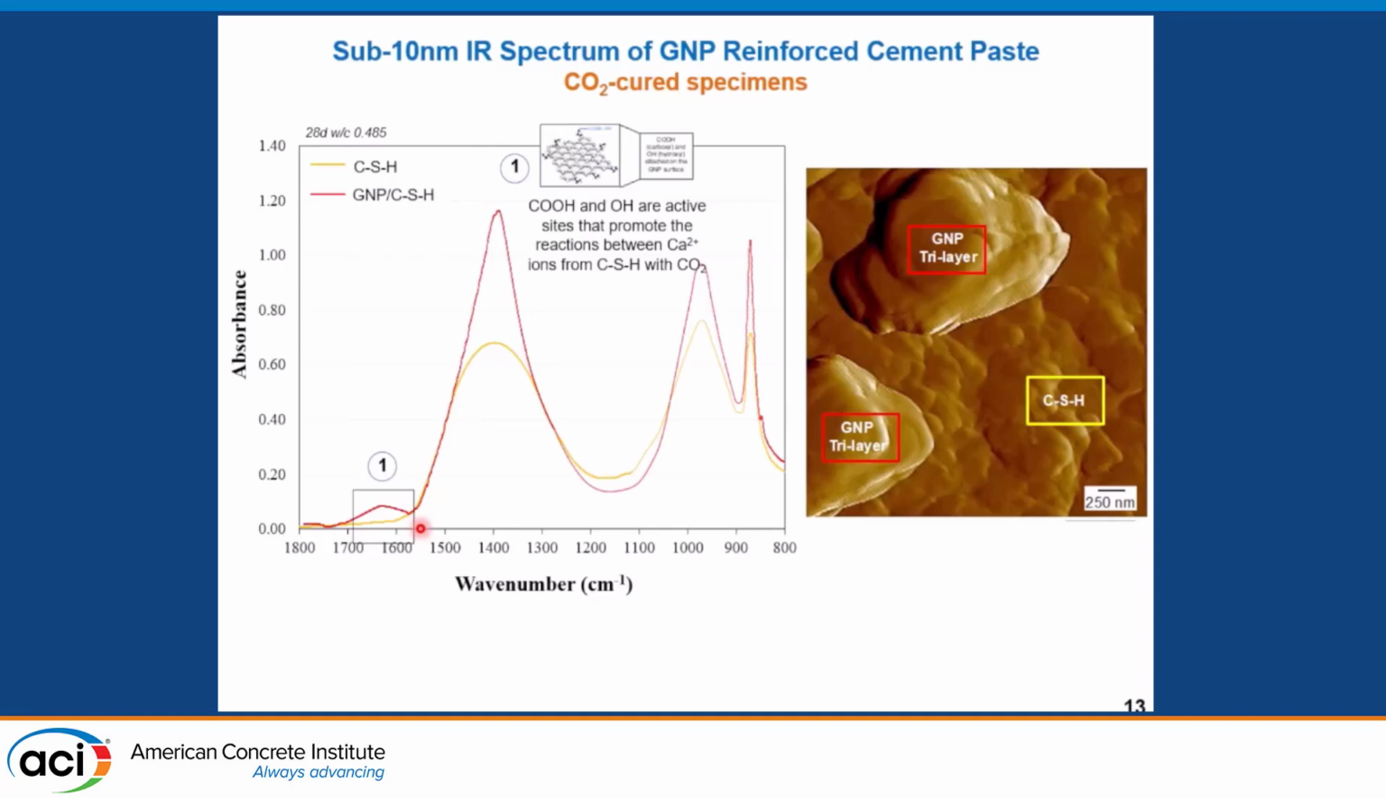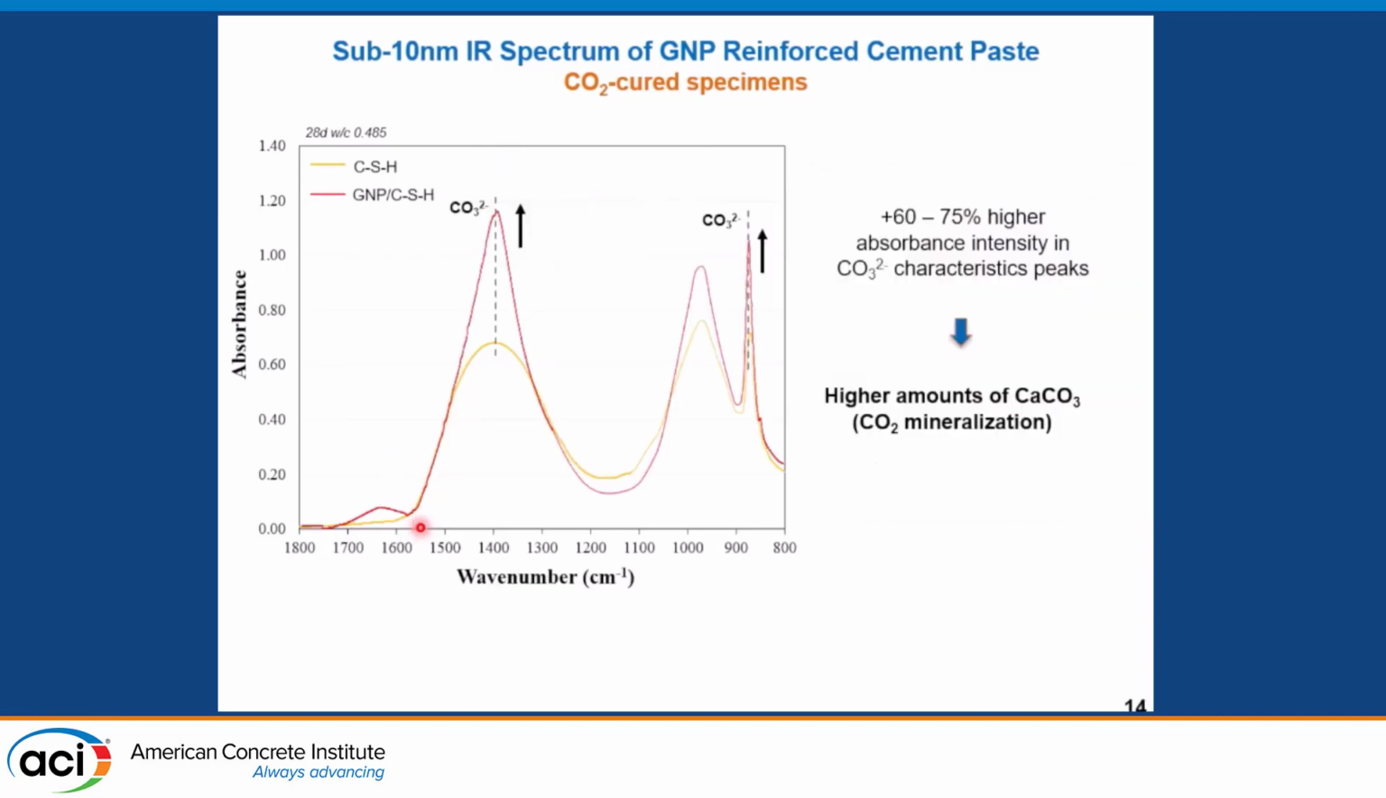Furthermore, the carboxyl and hydroxyl groups are active sites that promote the reactions between calcium ions from the calcium silicate hydrates with CO2. So, by looking at our NanoIR spectra here, we see that the CO3 peaks are intensified, as expected, showing a 60 to 75% higher absorbance intensity, which is indicative of a higher amount of calcium carbonates.